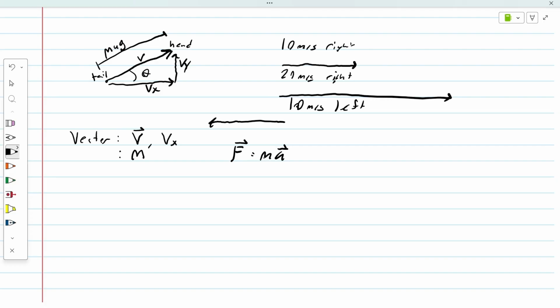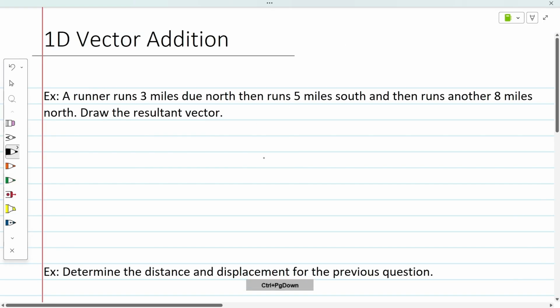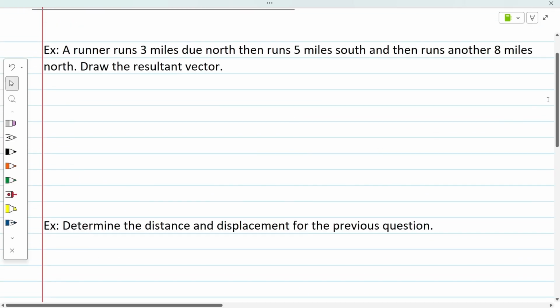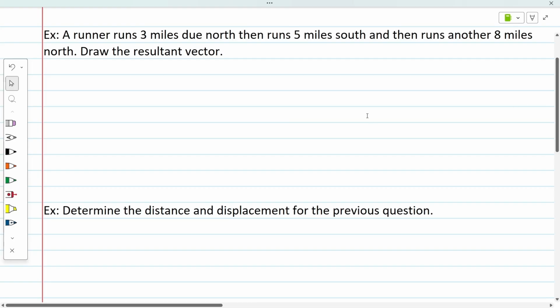Alright, so let's do some adding vectors here in one dimension. We'll do it using drawing, and then do it using variables. So, alright, let's read the question. So we got a runner who runs 3 miles due north, then runs 5 miles south, then runs another 8 miles north, and we have to draw the resultant vector.